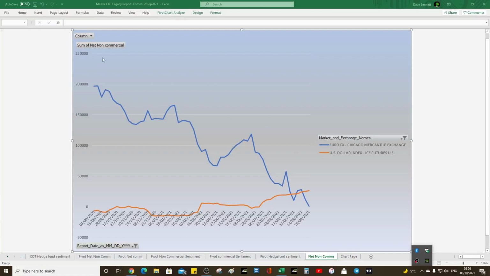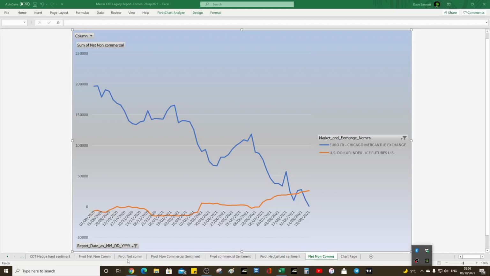Just wanted to show you the net non-coms that came out on Friday. We see a continuation of the euro weakness and the USD strength. If we continue going this way, we're going to breach the zero line on euro FX. So just bear that in mind.